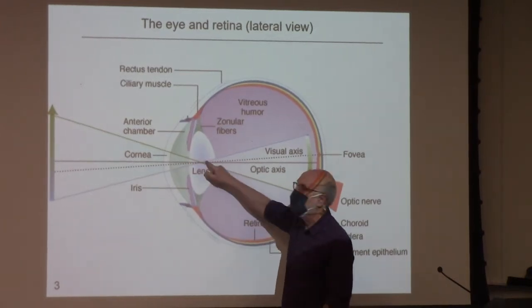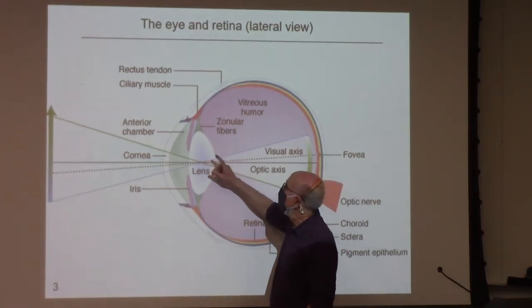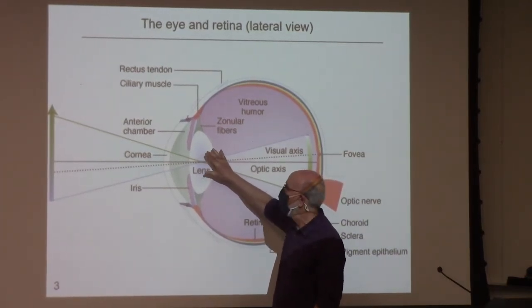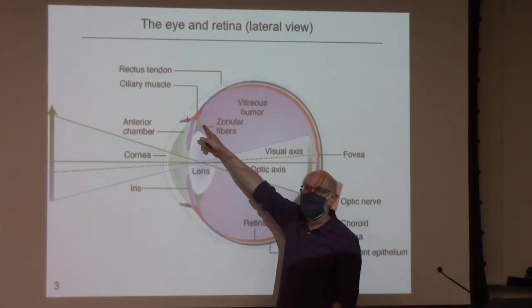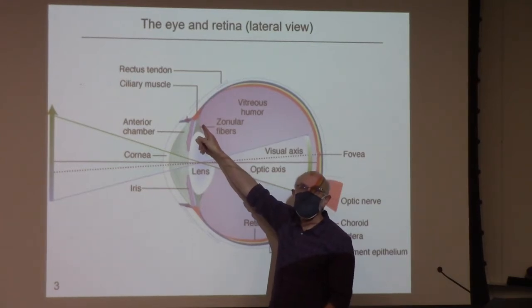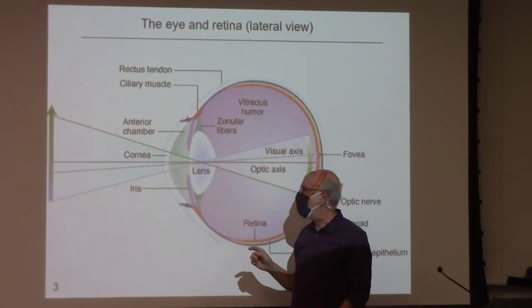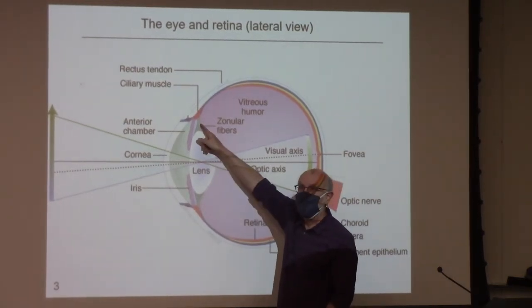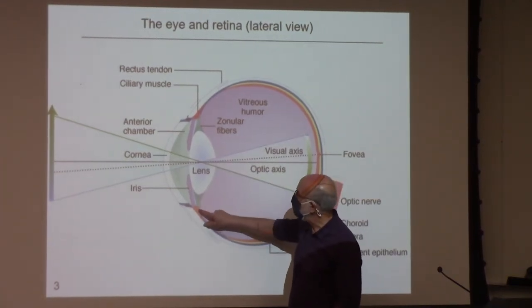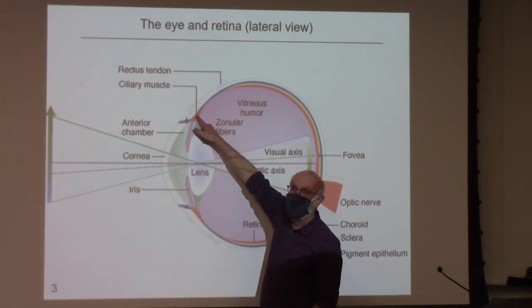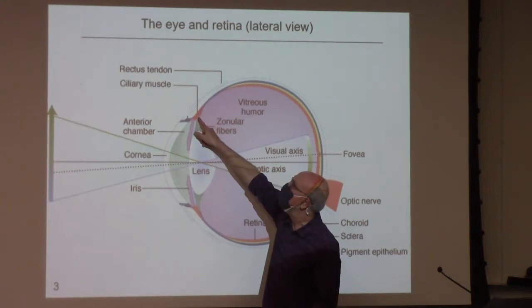Behind the iris is the lens, clear material, and the lens is suspended in the proper position by structures called zonular fibers. Sometimes they're called suspensory ligaments, little tiny fibers that hold the lens in place. And they hold the lens, they are attached to the lens, and they are also attached to this muscle, which is another sphincter muscle. It's called the ciliary muscle.